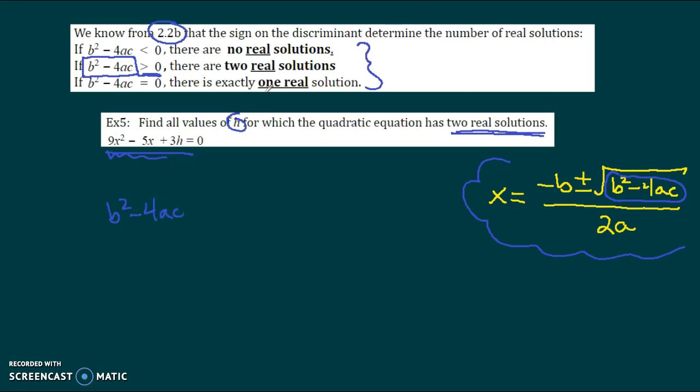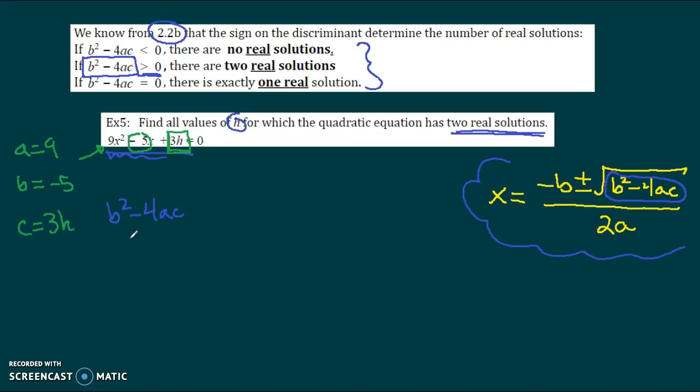So just like before, a, b, and c haven't changed. The number in front of x squared is a, so a would equal 9. The number that's just in front of x would be b. So b is negative 5. This is where things get a little bit different. C is this entire thing, because we're going to find a value for h. So c equals 3 and h together.